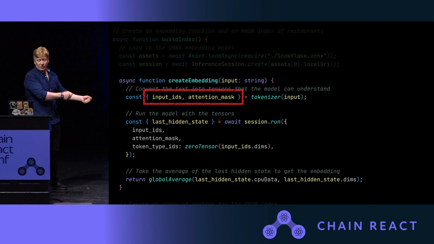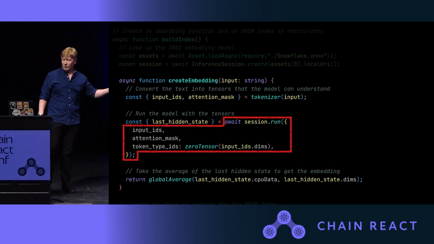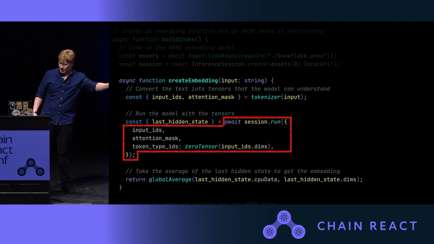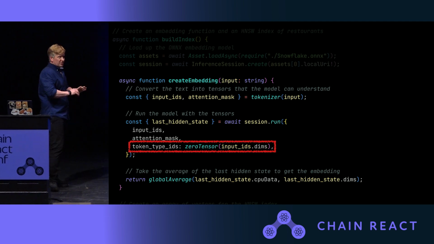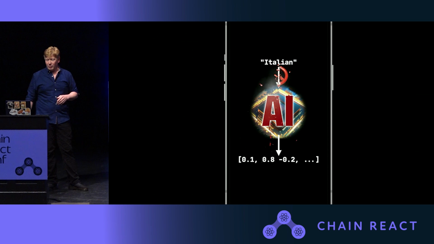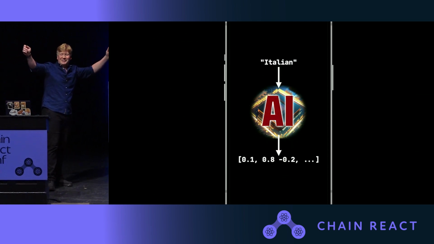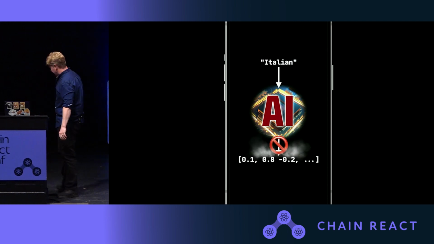And we get back our input IDs, our attention mask. We send those on to our model, input IDs and attention mask, as well as our token type IDs, which we're just going to set to 0. And now we fix our problem. No more problem. We're good. We can talk to the AI. Woo! All right, awesome. Except no.